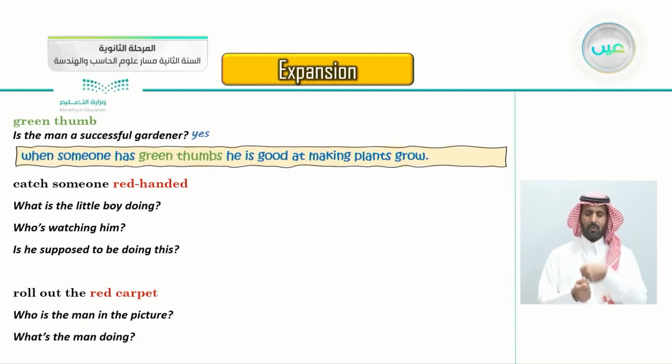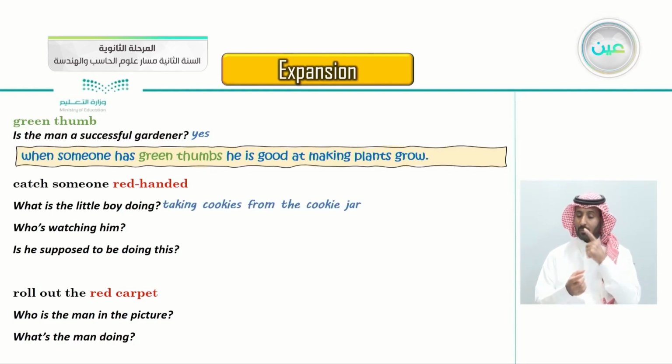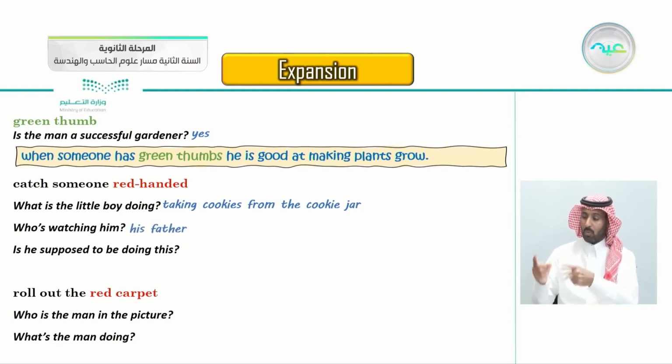Catch someone red-handed. Red-handed. It means that his hand is red. Again, it's not literally red. But what does it mean? We will see. What is the little boy doing? You can look at the picture here. So, taking cookies from the cookie jar, as you can see in the picture. Who's watching him? Yes, his father.